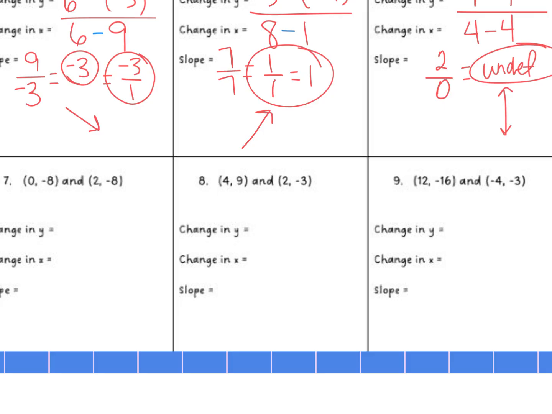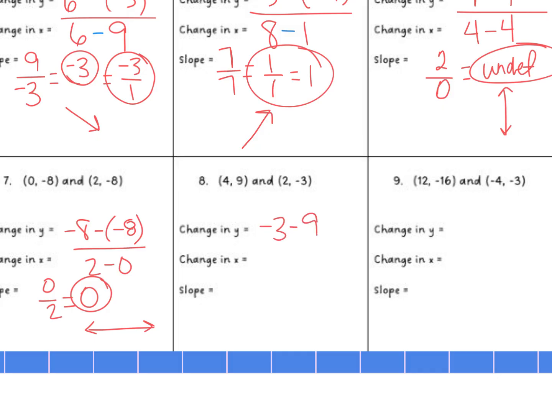Number 7, you should have said negative 8 minus a negative 8 over 2 minus 0, which is 0 over 2, which is just 0. What kind of line is this? Horizontal, right? It's flat. 0 slope. All right, negative 3 minus 9 over 2 minus 4. Negative 12 over negative 2. You could write positive 6 over 1 or just 6.